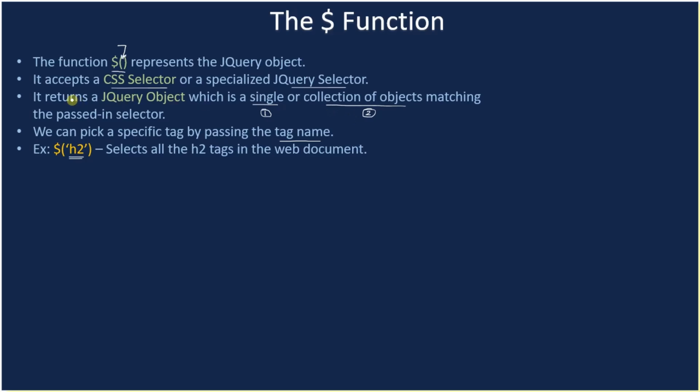Right? So that's why here we are saying the dollar returns a jQuery object, which is a single or collection of objects matching the passed in selector. Matching the passed in selector in the sense here, the passed in selector is h2, so it will walk through the DOM tree and perform a match of elements, and when it finds, say for example, 6 h2 elements, then it will return 6 objects as an array.